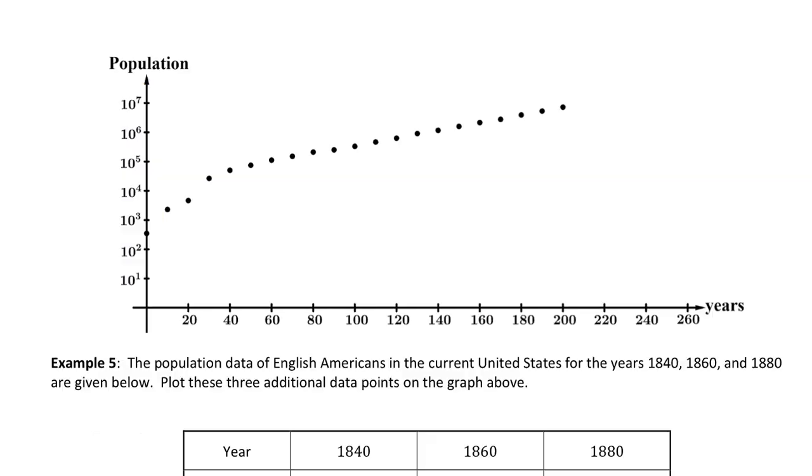So on the next page, this really goes together. I have this graph here. It's the same graph as the page before. I've just made it bigger so we can use it. The population data of English Americans in the current United States for the years 1840, 1816, 1880 are given below. We're going to plot these 3 additional points on the same graph from before. So again, this is the same graph we had on the page before. I just made it bigger. And I also added more input values.